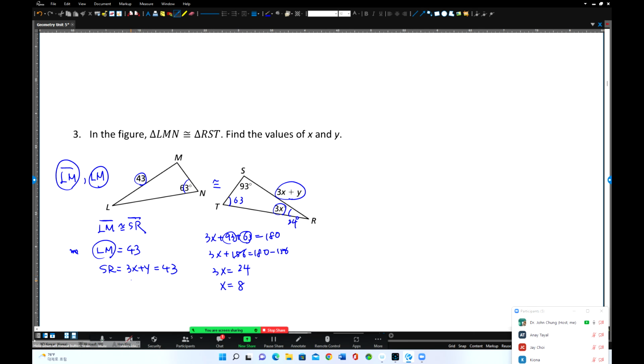Over here, we know that x equals 8. Put this number 8 there. 3 times 8 plus y equals 43. 24 plus y equals 43. When you subtract 24 from both sides, so y equals, what is that? 19, okay? That's the length of y.